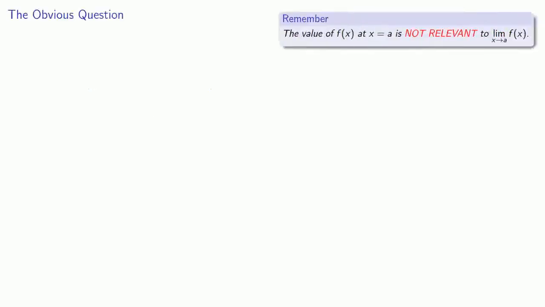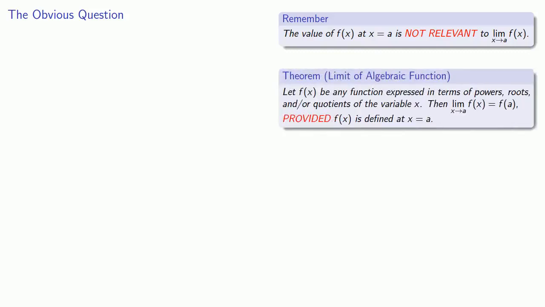Now remember when we started talking about limits, we made a big deal about the fact that the value of the function is irrelevant to the value of the limit. And yet, we just went through a lot of work to show that the limit of an algebraic function is the value of the function at the limit, provided that the value exists. And so this leads to the obvious question: to find the limit as x approaches a of f of x, why don't we just evaluate f of a?